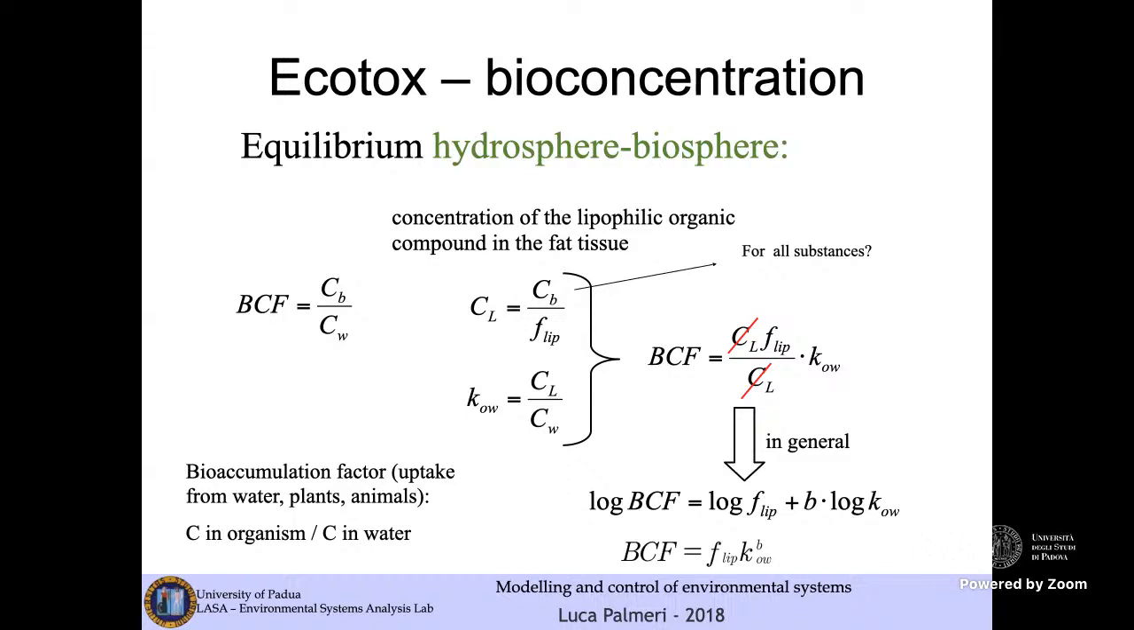So the bioaccumulation factor describes the uptake from water of plants and animals. So we are talking about bioaccumulation as we have defined it in the beginning of this lecture. So bioaccumulation is describing the ratio between concentration in the organisms and the concentration in water by employing this linear relationship.